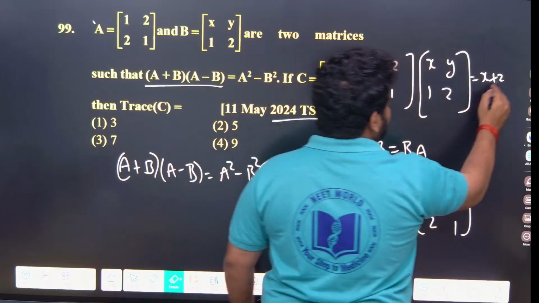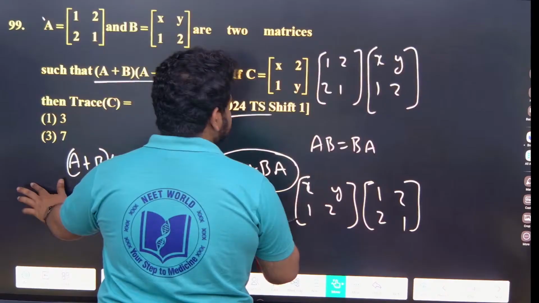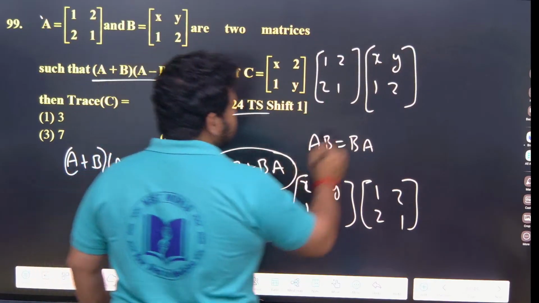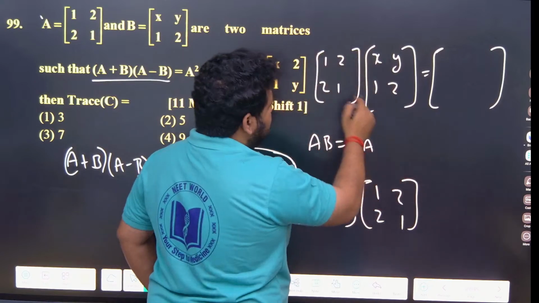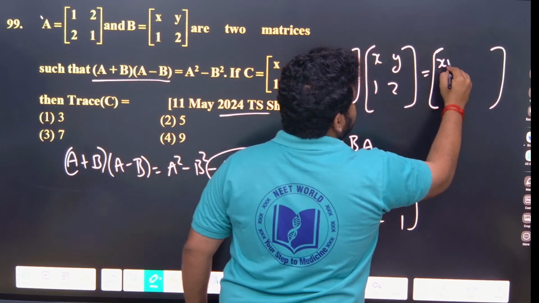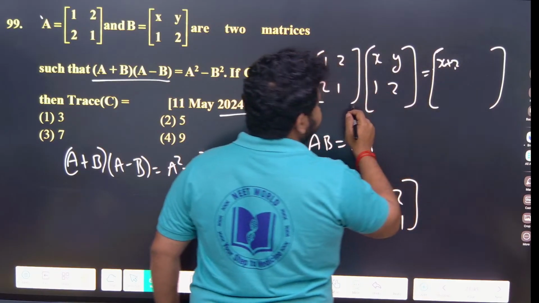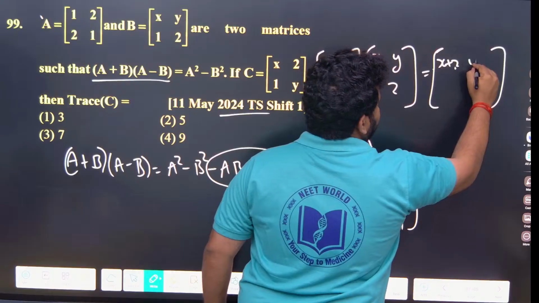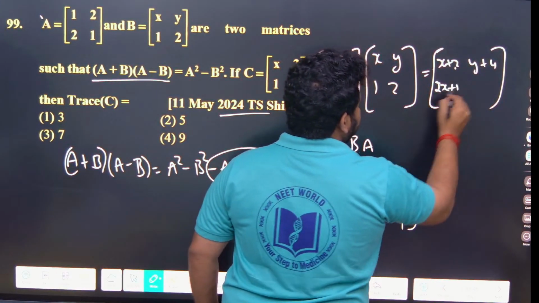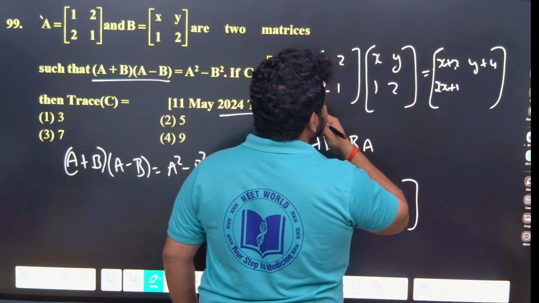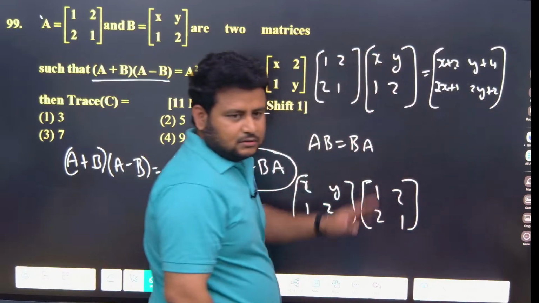Let me write it on the top. So this will become, first row in first column, X plus 2 will come here. Next will be Y plus 4. This will be 2x plus 1. And this will be 2a plus 2. Correct? This is what we are having.